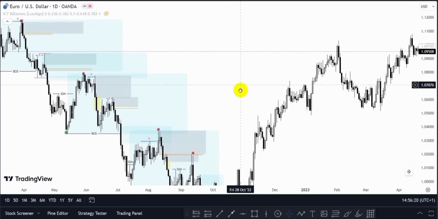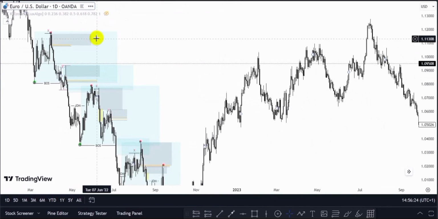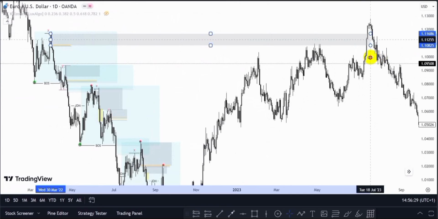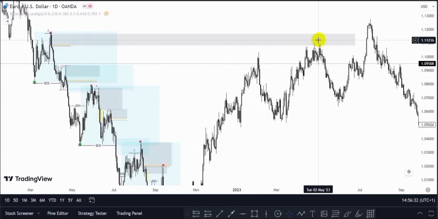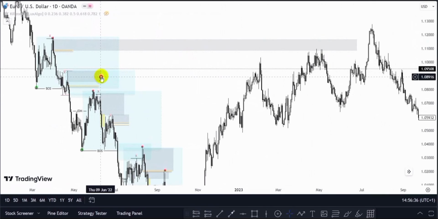But in the future, you would see that price will return to mitigate all these order blocks because they are ideal order blocks. So let's project this to the future. You see that price came, reacted to it, and then fell to the downside. Let's look at this other one here.